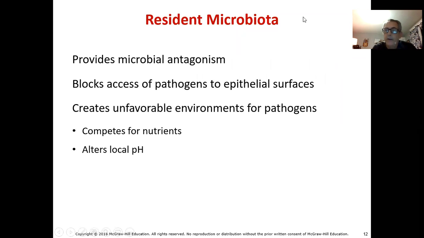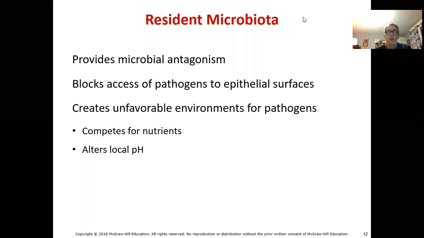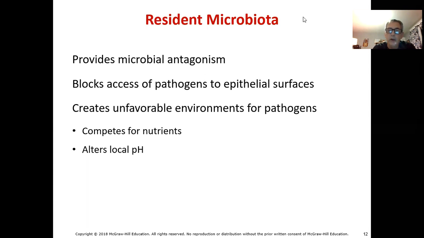Resident microbiota that we have on us and in us also help in our innate defenses. They are antagonistic to other microbes. They block access to sites that pathogens could bind on epithelial surfaces. They will even create an unfavorable environment for other pathogens. They compete for nutrients, and they can alter the local pH.